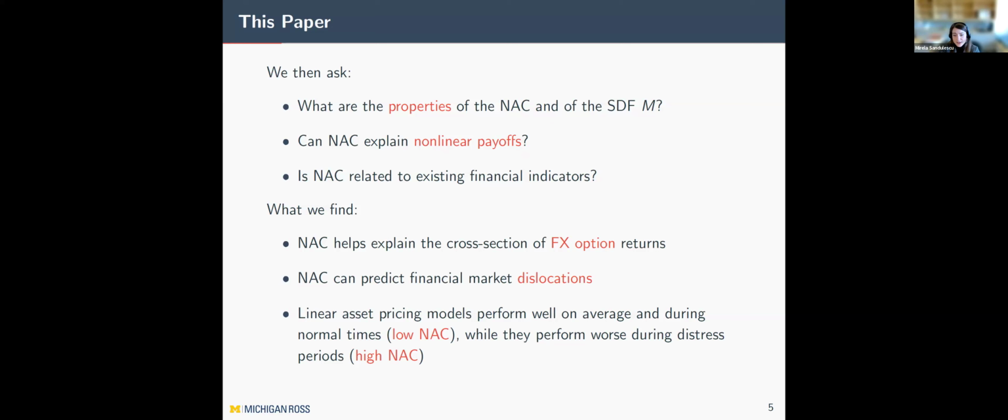So what do I mean by financial market dislocation? Think about realizations or violations of the law of one price in the data, and in particular in international financial markets, such dislocations have been encountered, especially if you were to think about the covered interest rate parity condition. But overall, we find that linear asset pricing models are going to perform well on average and during normal times, such that these nonlinear arbitrage corrections are small, whereas they're going to perform worse during distress periods. So especially during crisis times, the nonlinear arbitrage corrections are going to be higher.